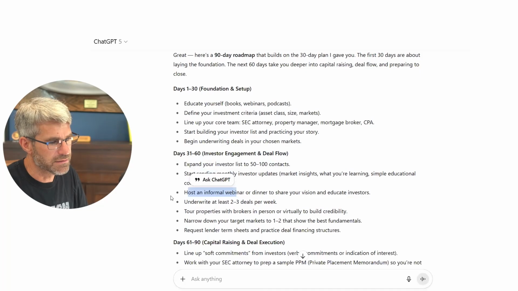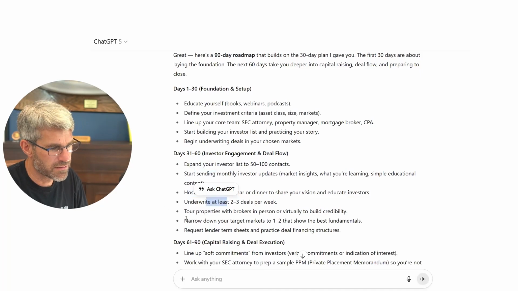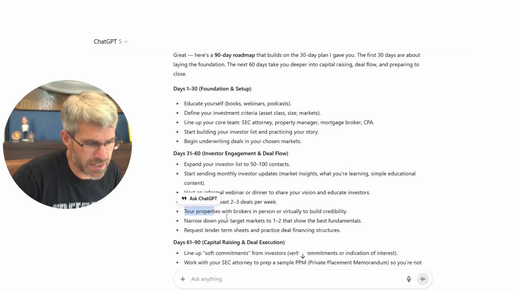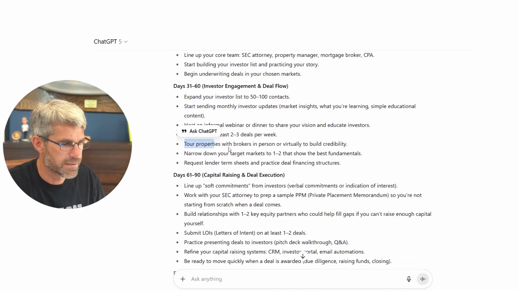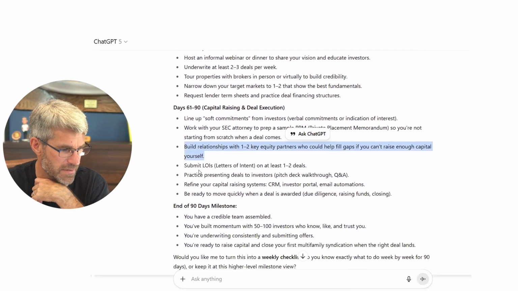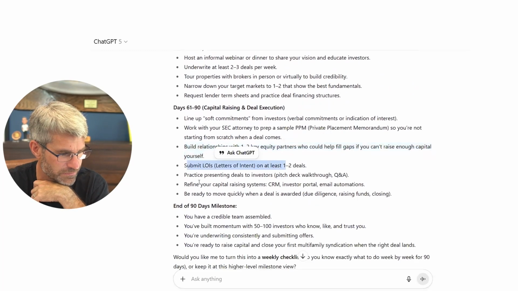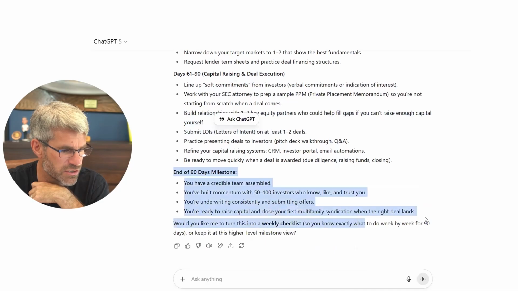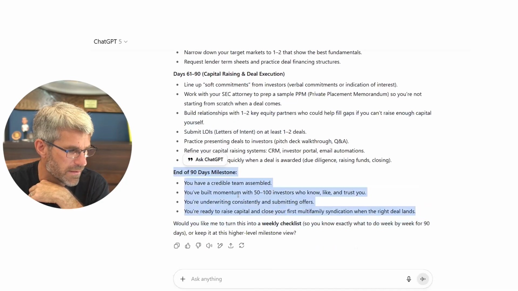I like that. You're underwriting at least 2 to 3 deals a week. Maybe you tour properties. You're narrowing down your target markets. Okay. So we've got some investor engagement and deal flow. And then in the last third month, we're starting to line up some soft commits. Okay. You're building relationships with 1 to 2 key equity partners who could help fill gaps if you can't. That's very smart. Actually, we teach that as well. That's amazing. Now you're starting to make some offers as well. All right. It's a pretty strong, very powerful 90-day checklist.